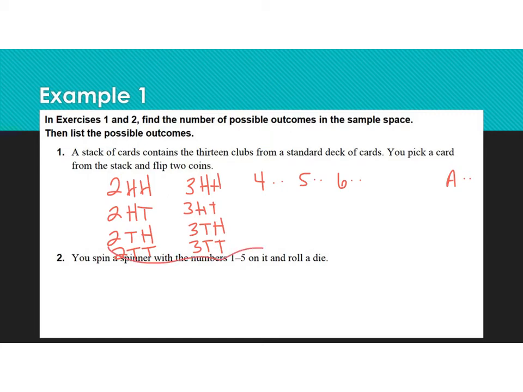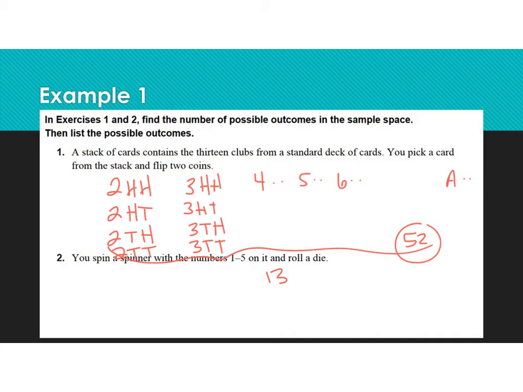So there are 13 of these columns because there are 13 cards, and each column has 4 in it. So how many total things are in the sample space? There are 52 different things that you could get there. And on a homework assignment, I would expect to see all 52 of those listed there, but we're not going to list them here.